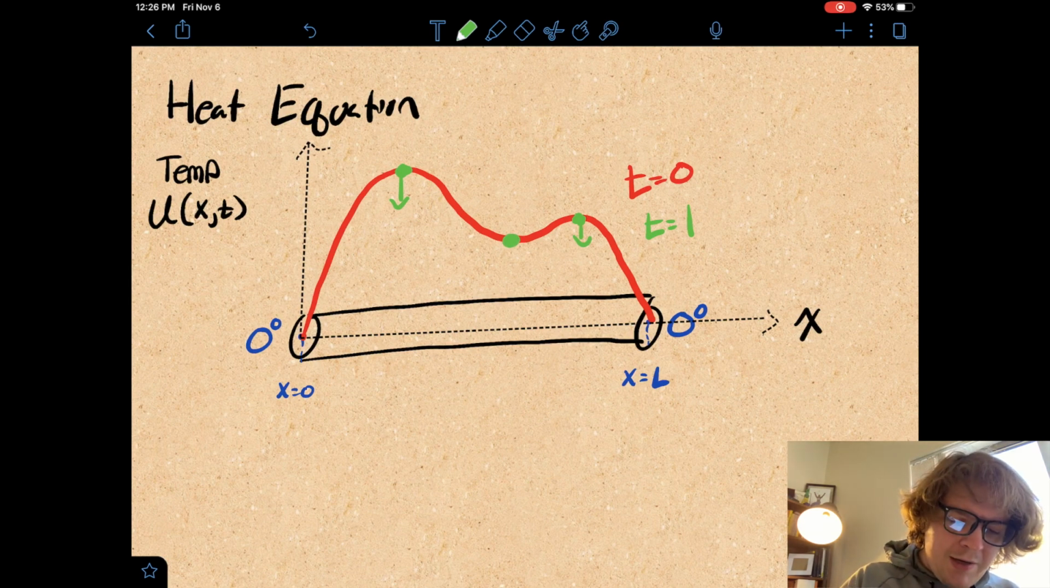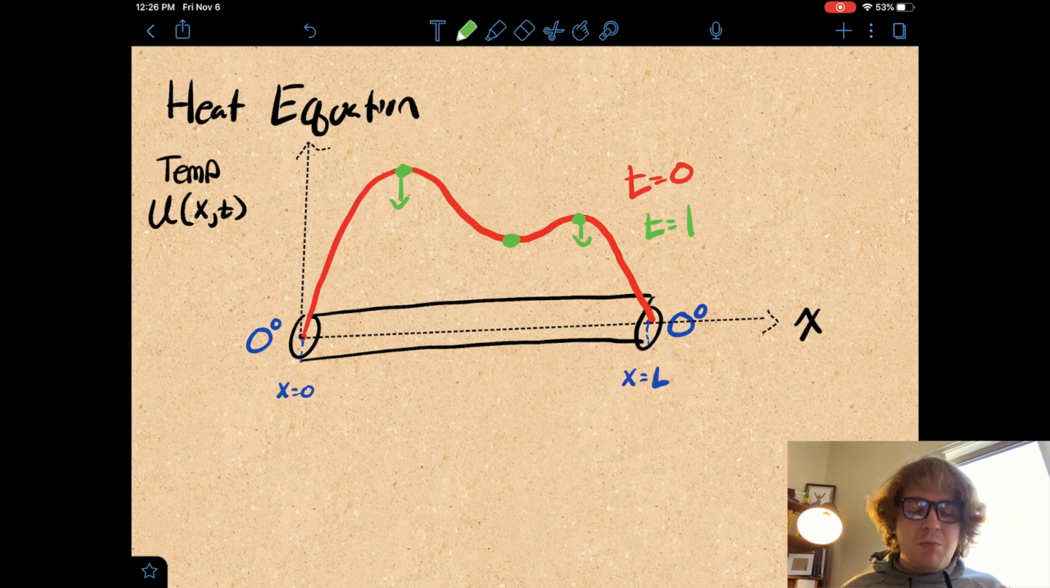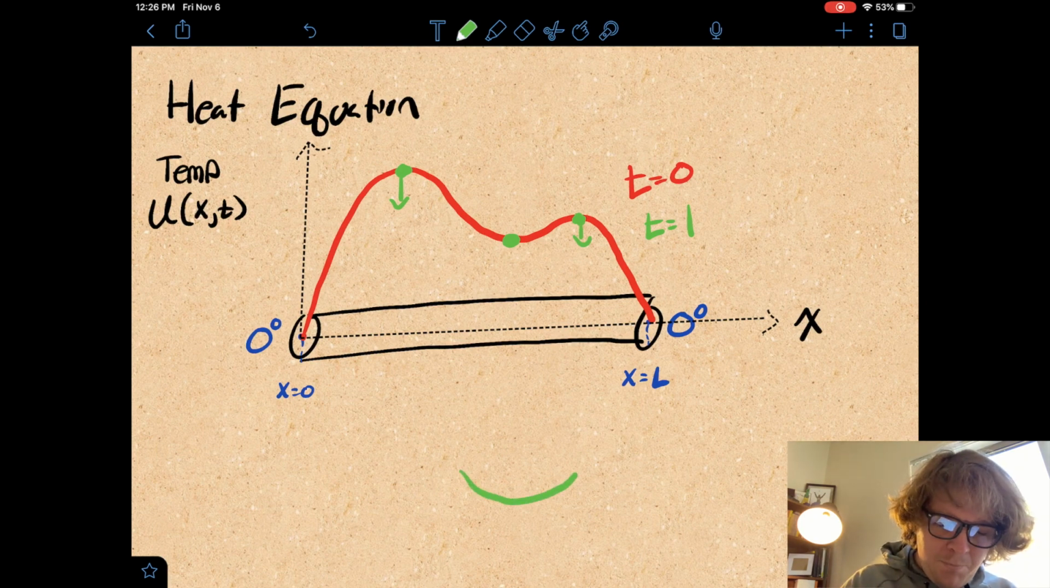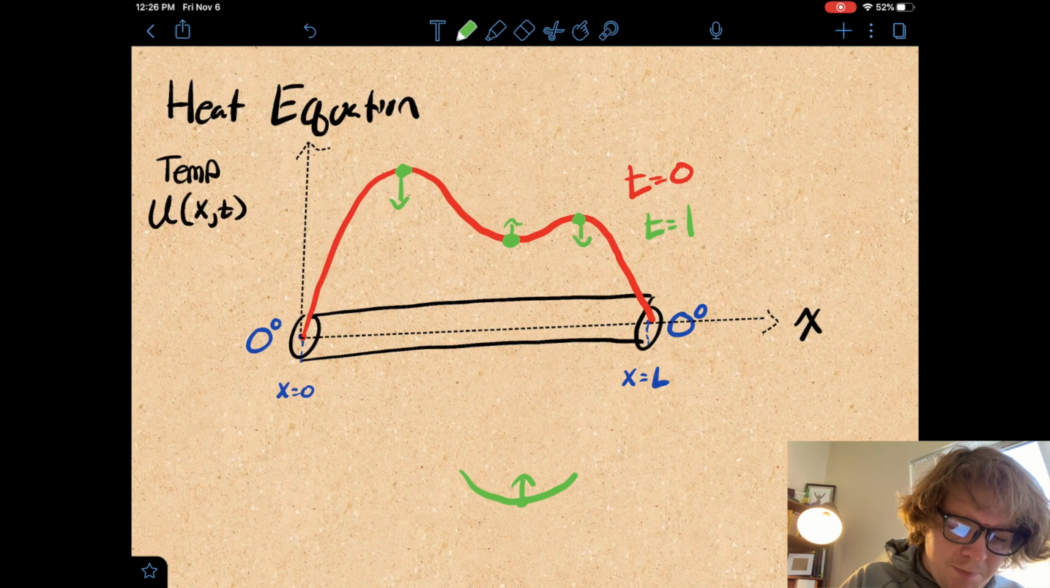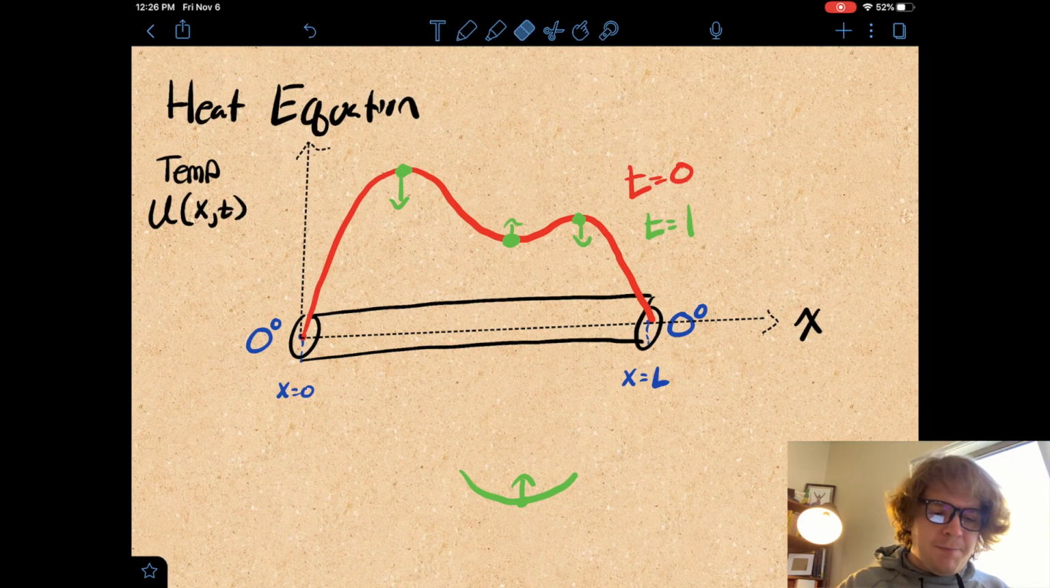And if I'm looking at a point down here, like this relative minimum, or this point in the valley, we might expect that the temperature here is going to rise, because the temperature a little to the left and a little to the right of that point is higher than the temperature at this point. So here our temperature might go up, just slightly.